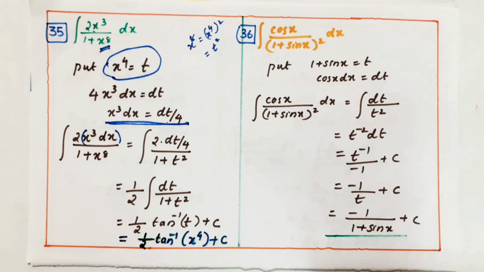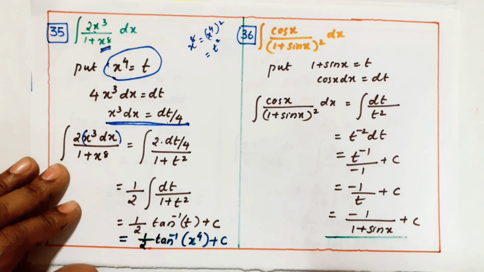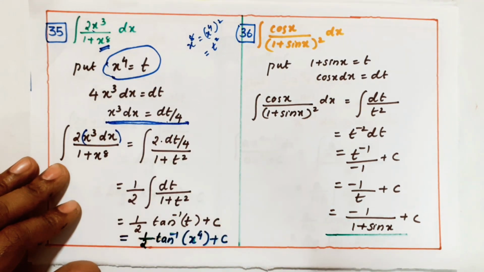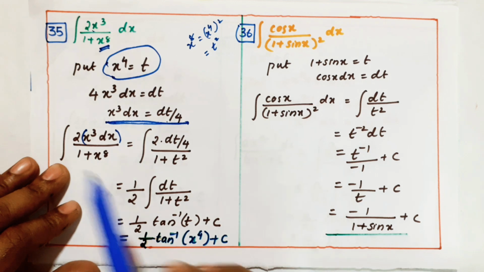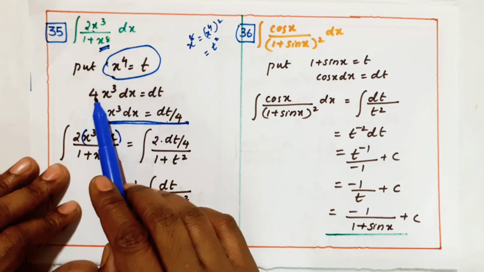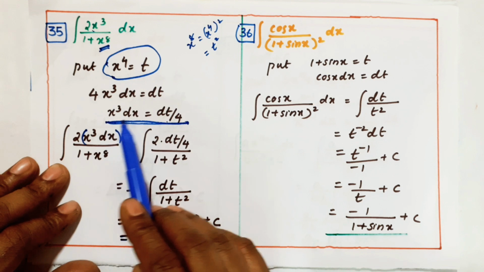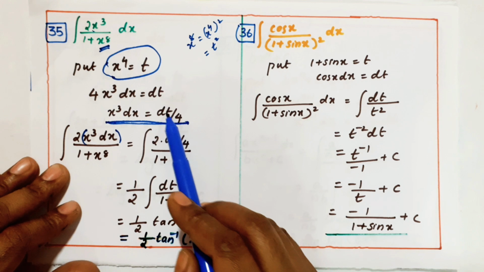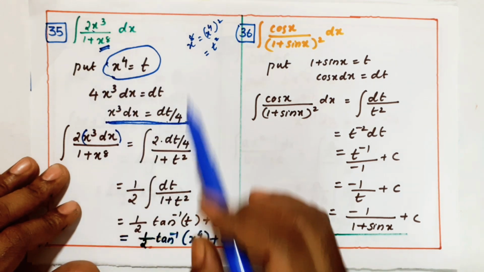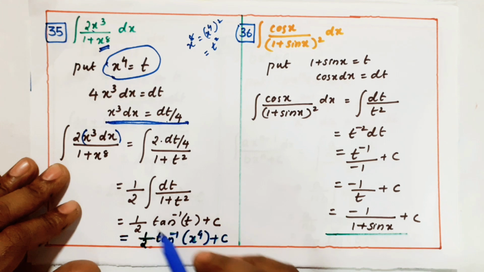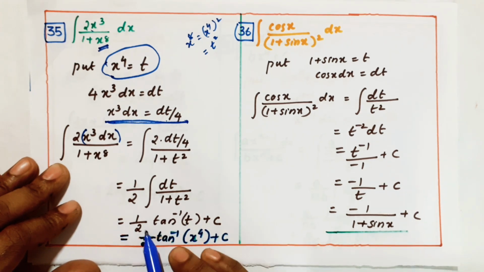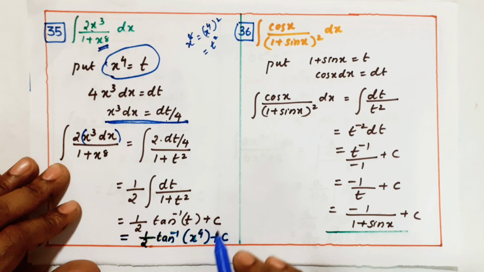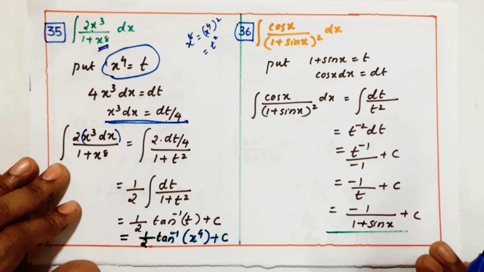Got it? How we are substituting? So you should get an idea. Here how I got the idea: x cubed. When we differentiate x power 4, a cube term will come. In that way your mind should work. So x power 4 equals t, 4x cubed dx equals dt, x cubed dx is dt by 4. Then we substitute x cubed dx as dt by 4, and x power 8 you can write as t square. After that we get the standard form. So we got 1 by 2 tan inverse t plus c, that is 1 by 2 tan inverse x power 4 plus c.